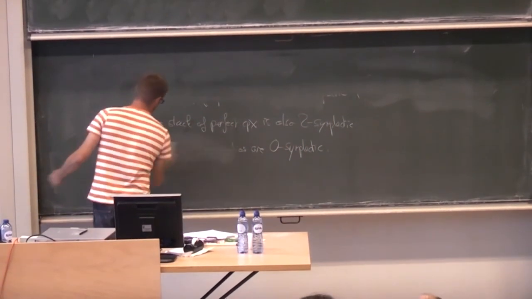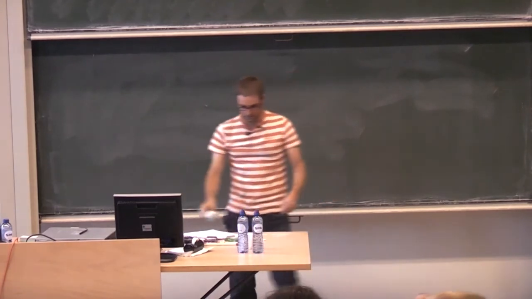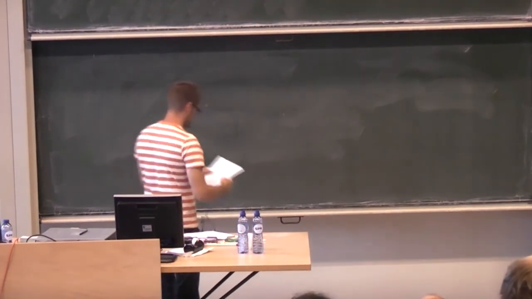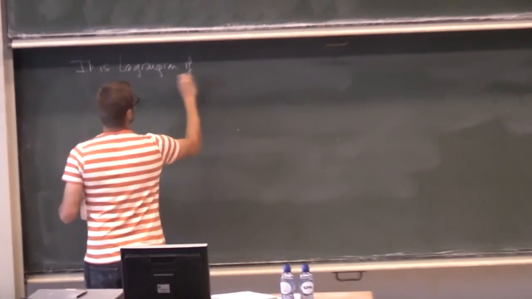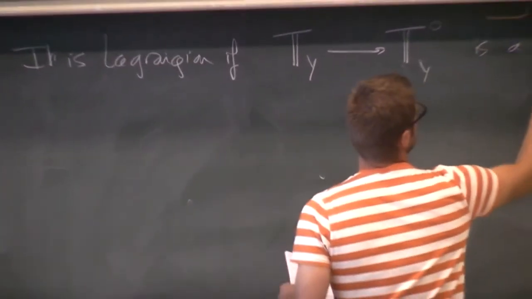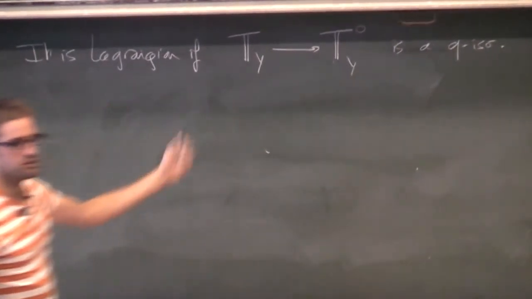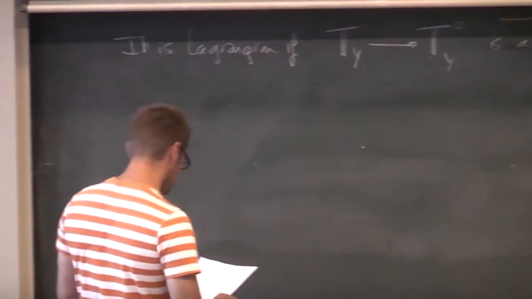So Lagrangian is just some non-degeneracy condition. It is Lagrangian if the map from Ty to Ty0 is a quasi-isomorphism. And let me just define for you Ty0. You could say it's just the orthogonal subspace for the symplectic structure, but I'm not very satisfied with this because it's not enough homotopy invariant, so I will write it in a kind of fancy way.